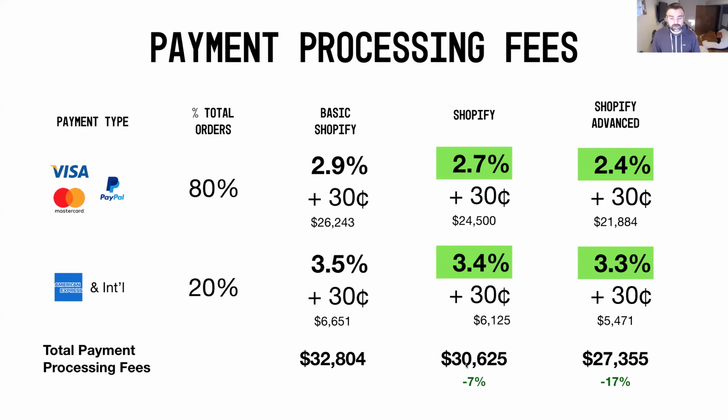You can see that it starts to add up to some pretty significant savings. By simply upping your plan from the basic to the main plan, you're looking at a 7% savings or 7% return back to you in terms of the processing fees. Or if you get all the way to the advanced plan, that's up to 17% that could be optimized there from your payment processing fees. So there are definitely some opportunities there that you can improve on the payment processing charges.